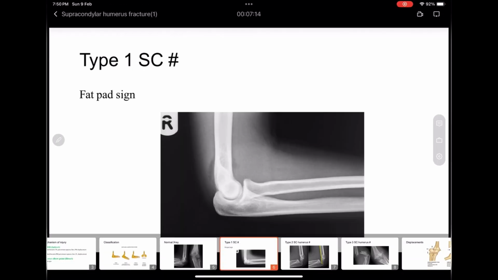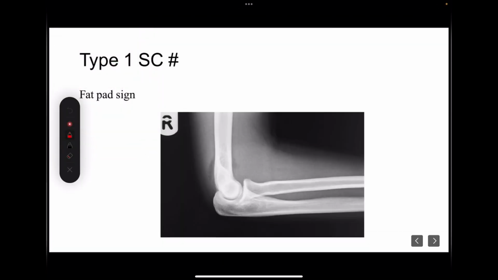Coming to the next slide, this is how a type 1 supracondylar humerus fracture looks like. You can see this radiolucency which is visible over the distal humerus in supracondylar region, which is suggestive of type 1 supracondylar humerus fracture, and this is what I have already defined, fat pad sign.